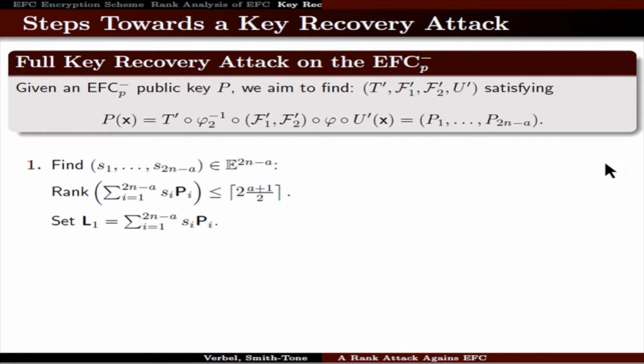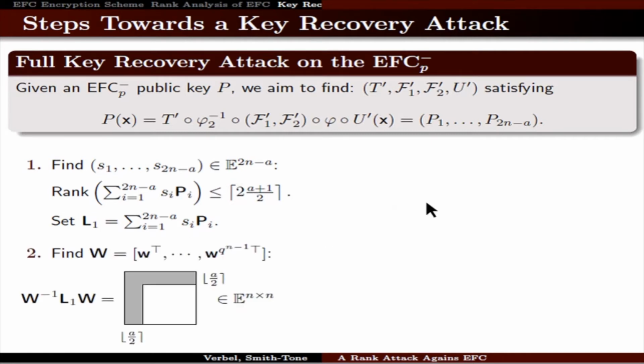So the first step in our attack is just to solve an instance of the MinRank problem with this target rank over here. This 2 is supposed to be outside of the ceiling map. Anyway, this is going to be our first step in our attack.